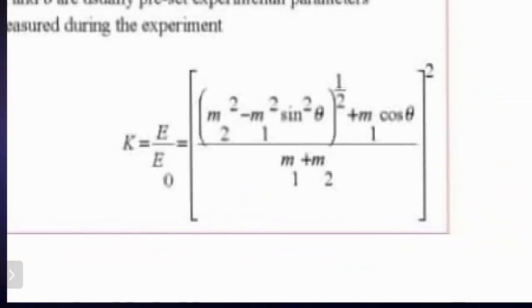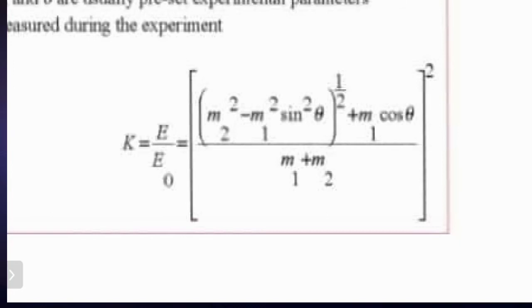So the kinematic factor K is equal to E upon E0, that is, the energy of scattered particles in the numerator divided by the energy of the incident radiation. The energy of the incident particles is known to us, as we use a known 2.5 mega electron volt source. Also, we can determine the energy of the backscattered radiation.